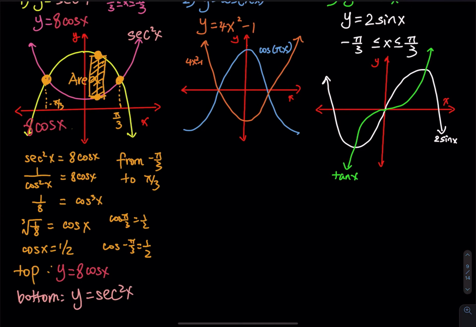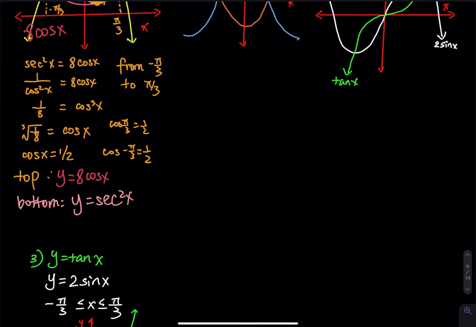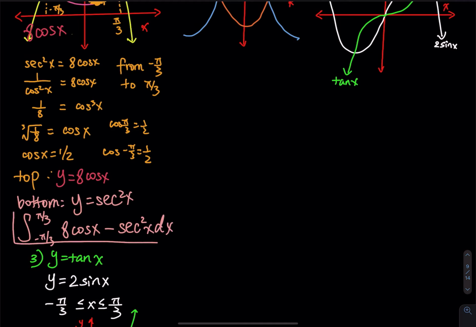secant squared x. And then I can do the integral, x goes from negative pi over 3 to positive pi over 3, and then you do 8 cosine x minus secant squared x dx. So this is the integral that finds the area between those two curves, right? So we will just do the setup but not evaluate it here.